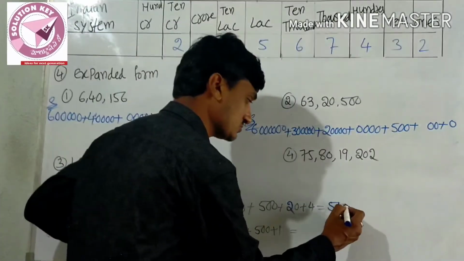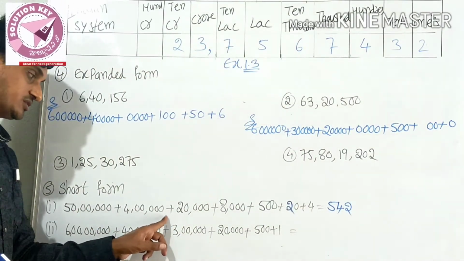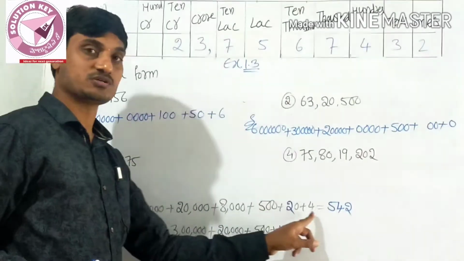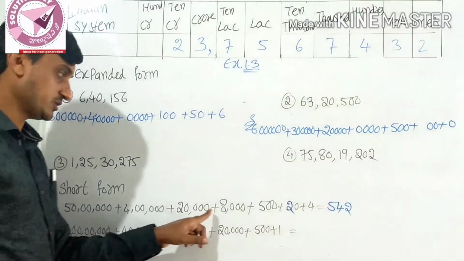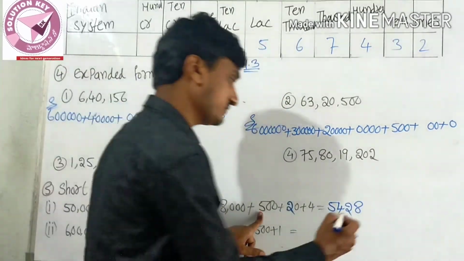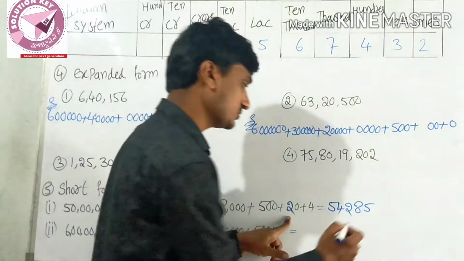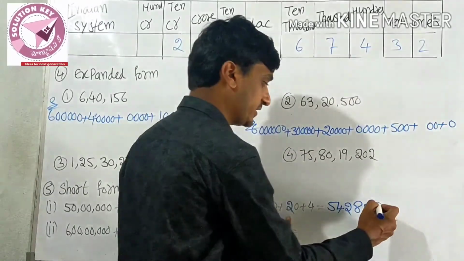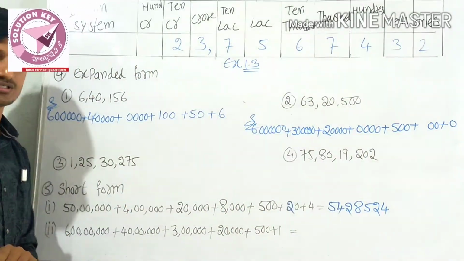Next, 5 means 2. Leave all the zeros here, here, here. All zeros. Just 5 in this, 4 in this, 2 in this, 8 in this, 5 in this, 2 in this, and in this final, 4. The 4 is not having any zeros. So that is the answer.